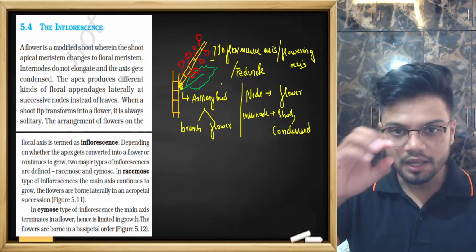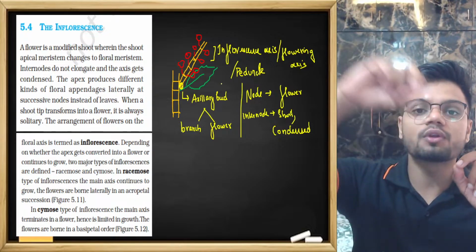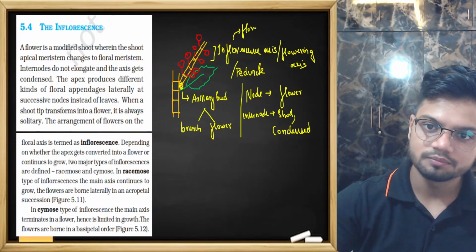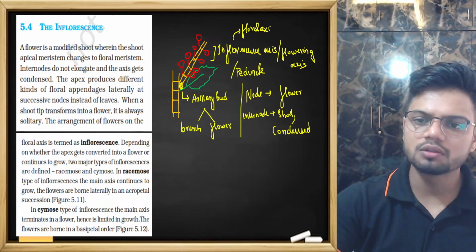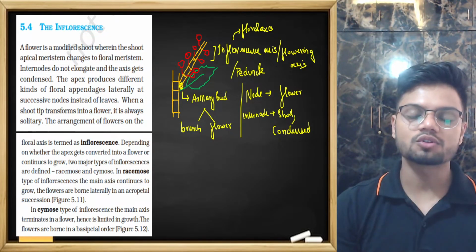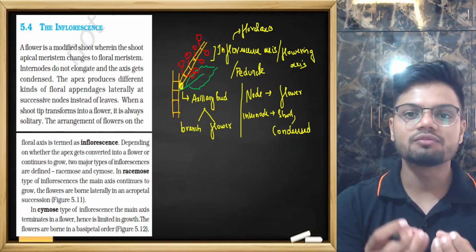Arrangement of flowers on the floral axis. This is also called as what? Floral axis. All the different names for this one axis, students. So arrangement of flowers on the floral axis is called as inflorescence.